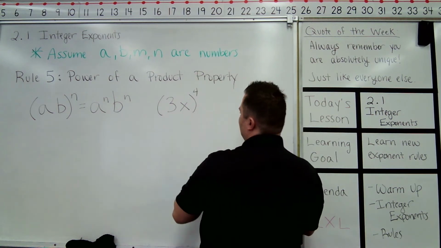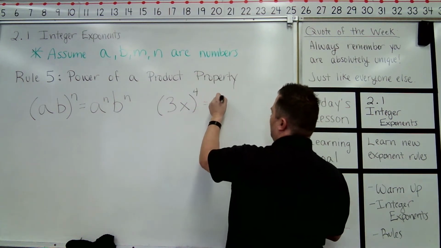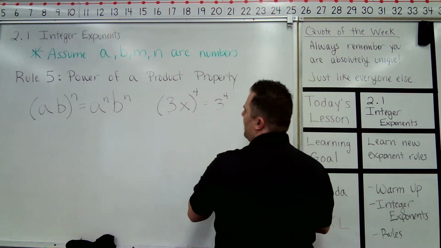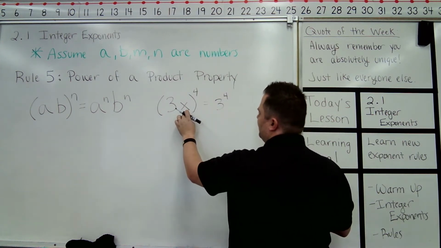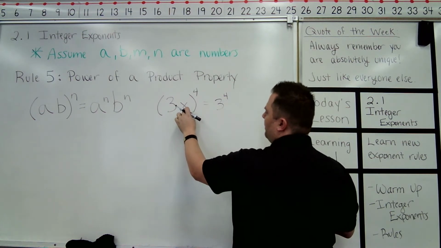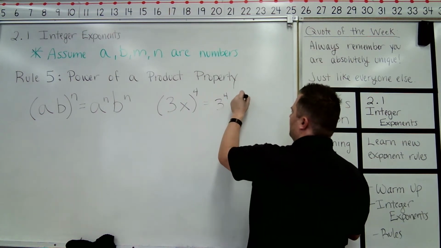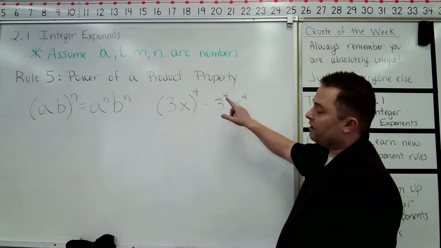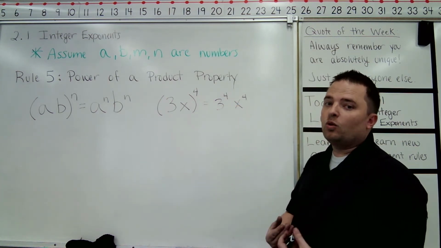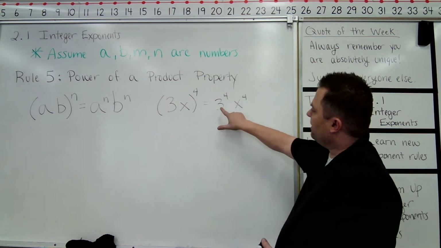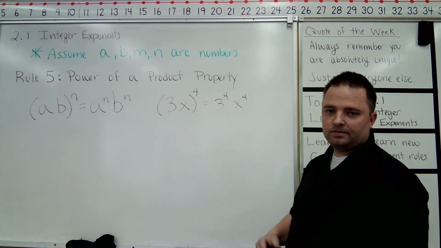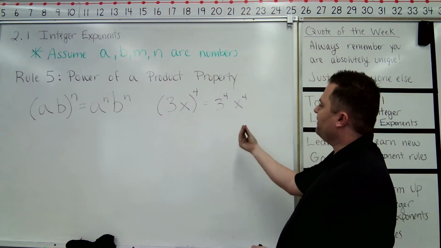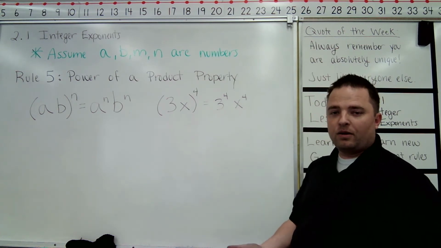Well, a in this case is 3. So I can rewrite this as 3 to the n. Now, n is 4. And b to the n, b is x, right? So x to the fourth. And this is helpful because I know what 3 to the fourth is. This is 3 times 3 times 3 times 3, 4 threes. And then I could simplify that even more, but that's not what today's video is about.